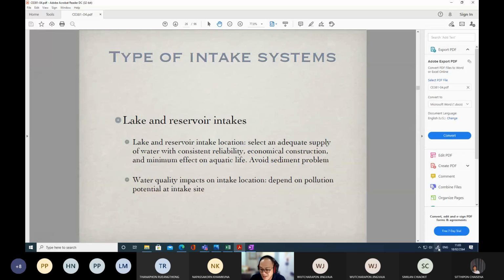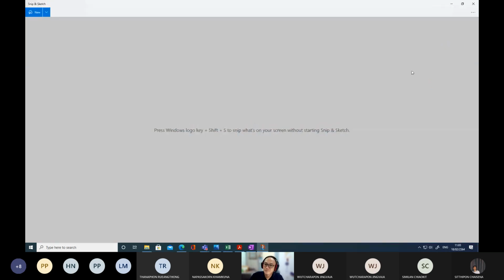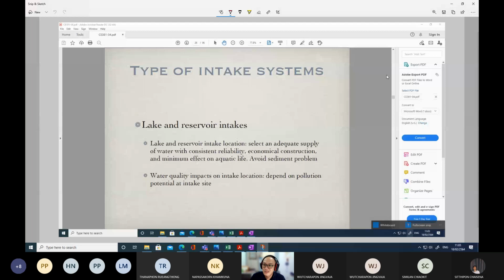Okay, maybe I take a snip. So this is the Windows version. Somehow it's better than the Apple or Mac version.